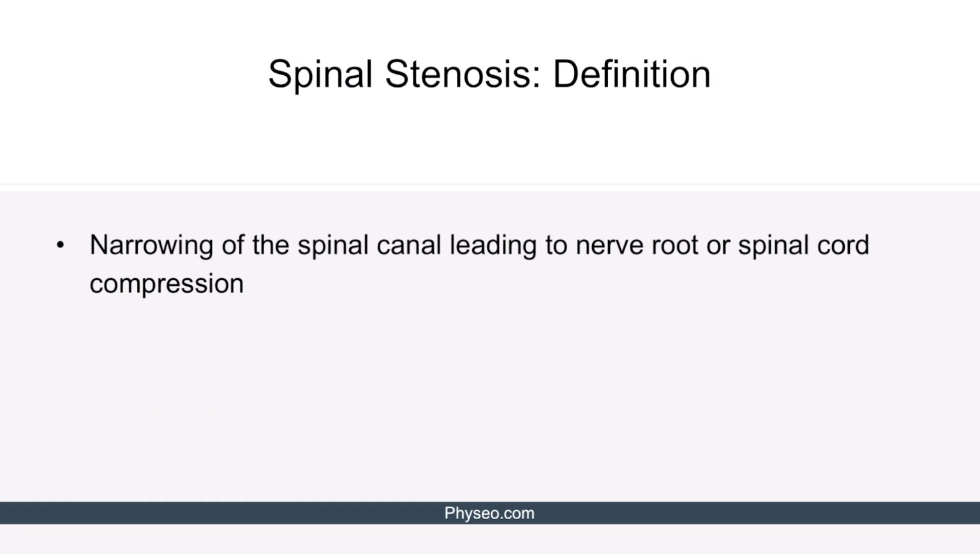As you'll recall from something like aortic stenosis, stenosis involves the narrowing of a space. In the case of spinal stenosis, this is a narrowing of the spinal canal. This may lead to nerve root or spinal cord compression.